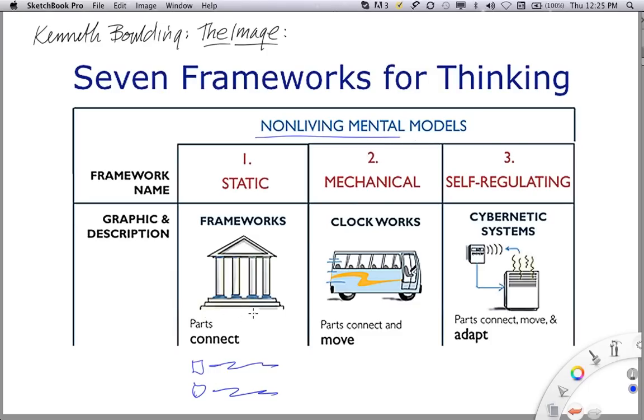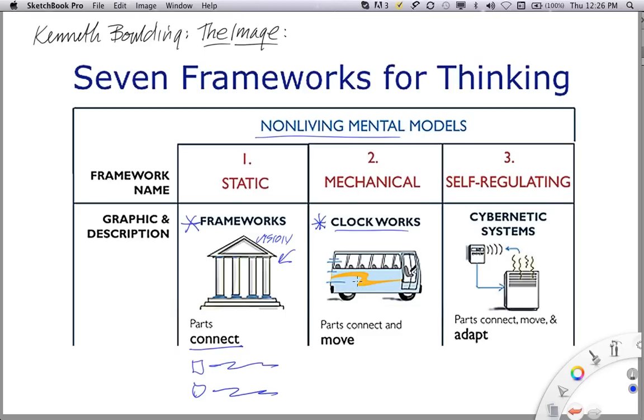If you look at non-living mental models, the simplest one of all is a framework where parts are connecting. And the cool thing about this is these parts stay connected. It's reliable. It's simple. It doesn't move. You'll see many company visions looking like this, with their vision up at the top and the pillars and the steps to getting there. But it's not really the most complex way you can think.